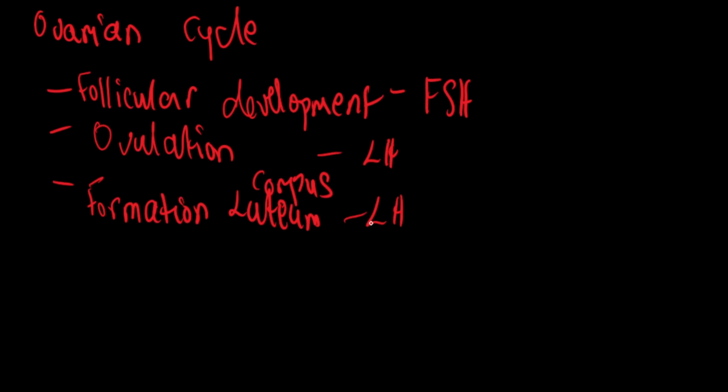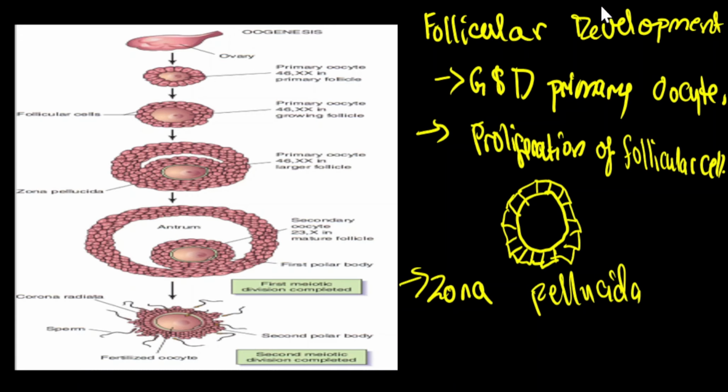Now, what we have been looking at so far is follicular development. Here we saw growth and development of the primary oocyte and proliferation of the follicular cells, which are the cuboidal cells that surround the oocyte. After that we saw the formation of the zona pellucida, a glycoprotein layer surrounding the oocyte. We saw that here in this picture.